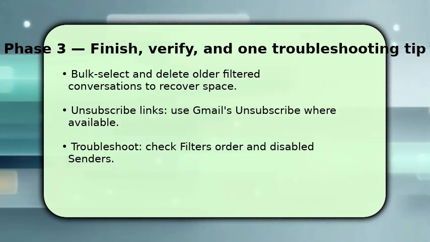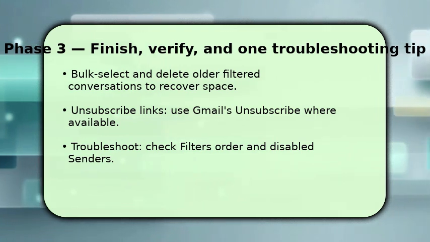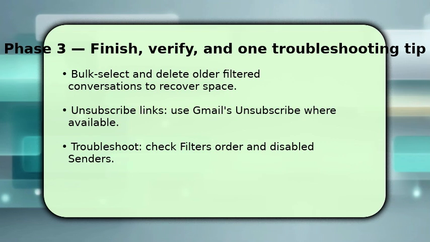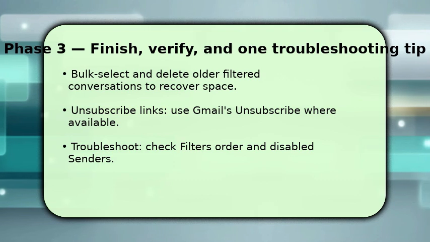If something goes wrong, check filters order and edit overlapping rules. Make sure no filter accidentally marks important senders. If mail still appears, review blocked addresses and your account's forwarding rules. Once corrected, Gmail will stop those unnecessary messages.